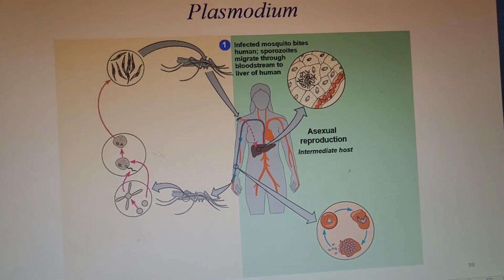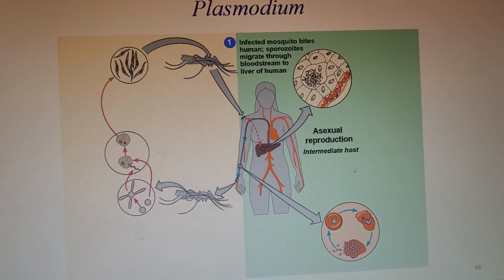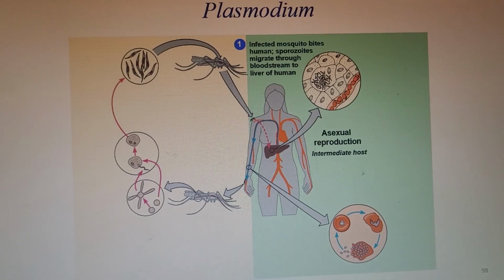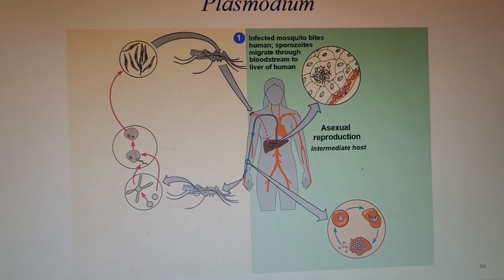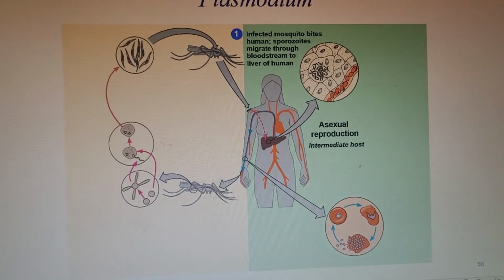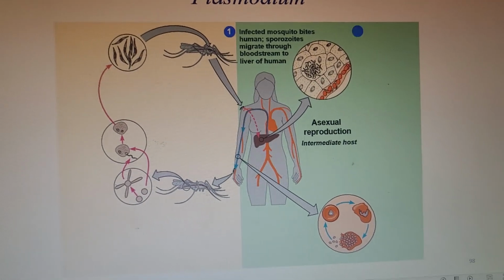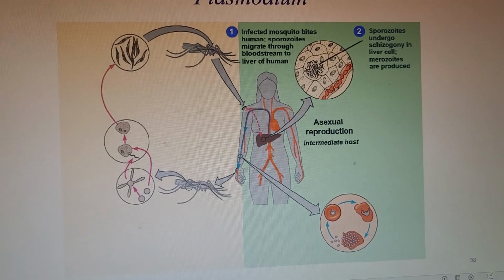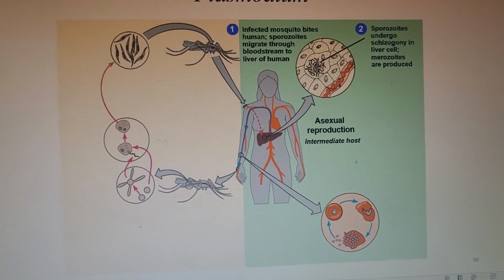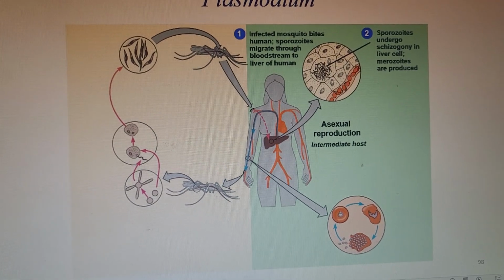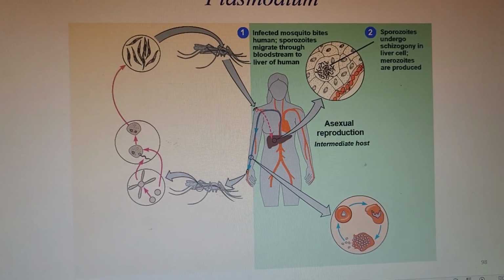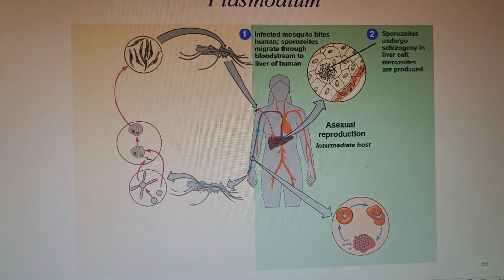The first step begins when the infected mosquito bites a human. The sporozoites migrate through the bloodstream to the liver of the human. And we'll move to the second, where the sporozoite undergoes schizogony in the liver cells. Merozoites are produced when schizogony is undergone in the liver cells.